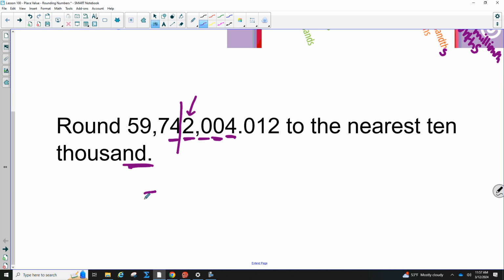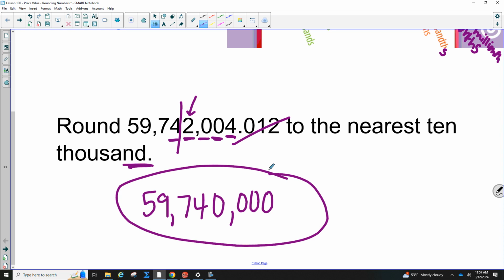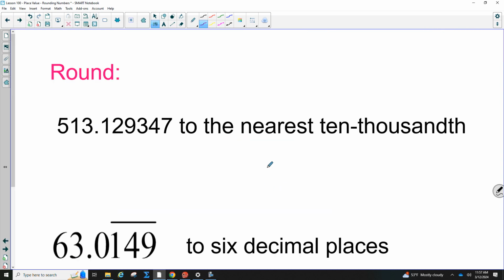So I have 740,000. Everybody else goes to 0, and you don't need the rest of the decimal places. We don't just put a bunch of random zeros there, so you can just stop because we rounded to the 10,000s place. Everybody else becomes a 0.